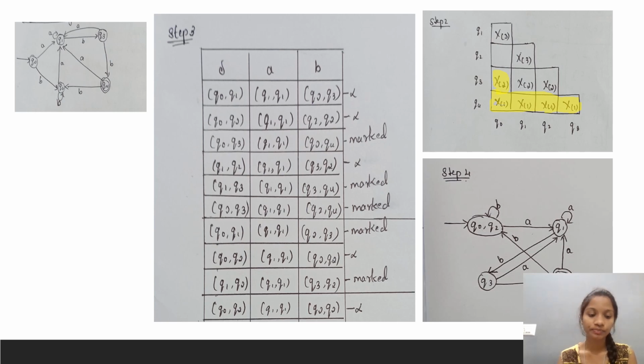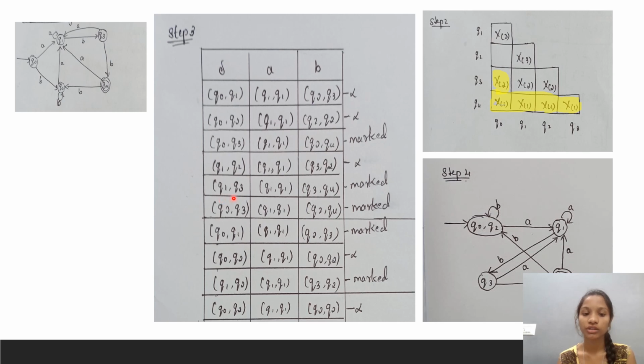Next again we have to check for the next state, that is Q1 comma Q2. Upon A it will go for Q1, and Q2 upon A it will go for Q1. Q1 upon B it will go for Q3, and Q2 upon B it will go for Q2. We have to check whether Q3 comma Q2 is marked. Q2 comma Q3 in this step is not marked yet, so this will be considered as unmarked.